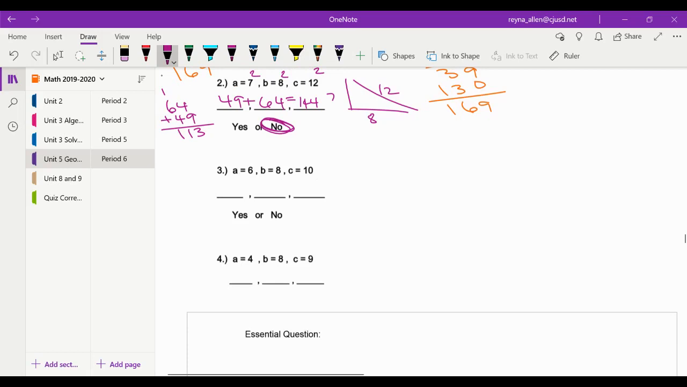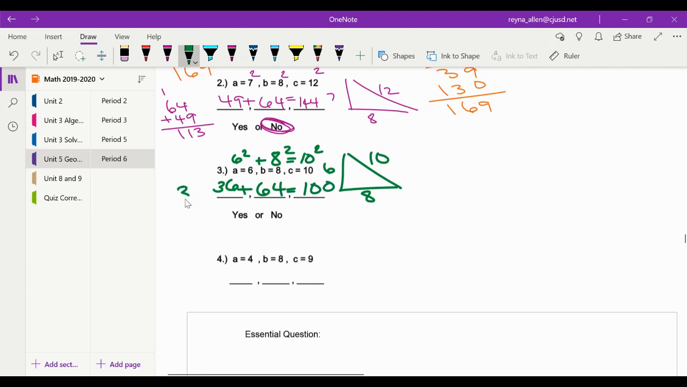6, 8, and 10. Let's try that one. 6, 8, and 10. So we're going to do 6 squared plus 8 squared equals 10 squared. So if this is true, then we say yes, it's a right triangle. If it is not true, we say no. 6 times 6 is 36. 8 times 8 is 64. 10 times 10 is 100.